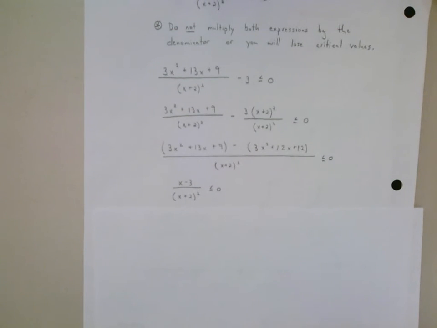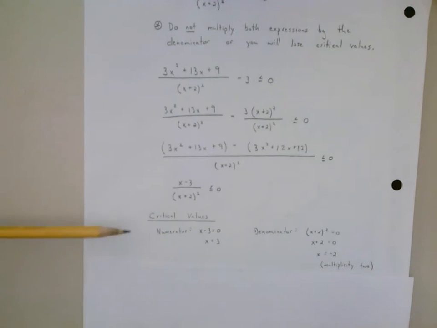Remember, our definition of the critical values of a rational function is the real zeros of both the numerator and the denominator. So I've clearly labeled my work to make it easy to follow what I've done here. This is my work for finding critical values. Working in the numerator, the only critical value is x = 3. Working in the denominator, I have the critical value x = −2, and I've made a note that this has a multiplicity of 2. I know that because the factor had an exponent of 2. Therefore, my critical values are 3 and −2.